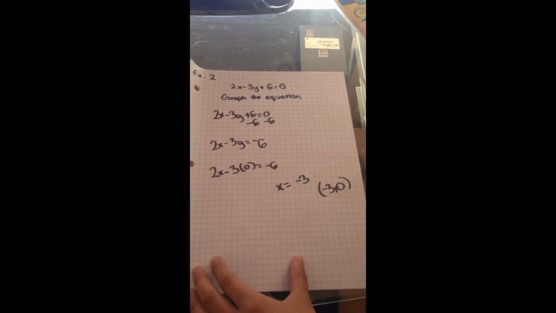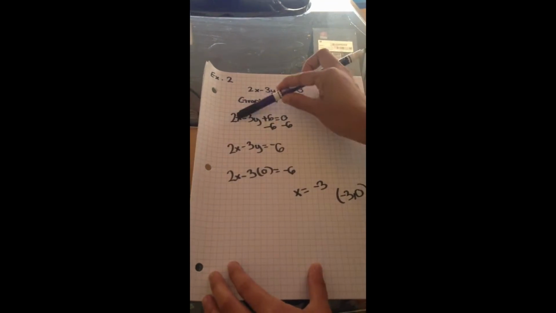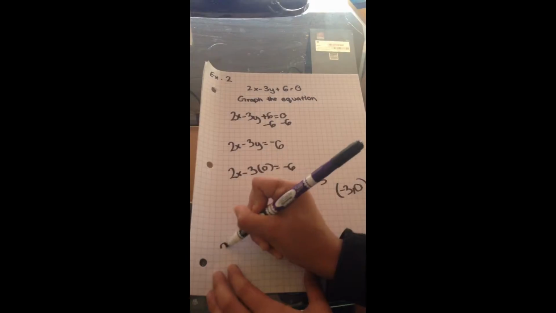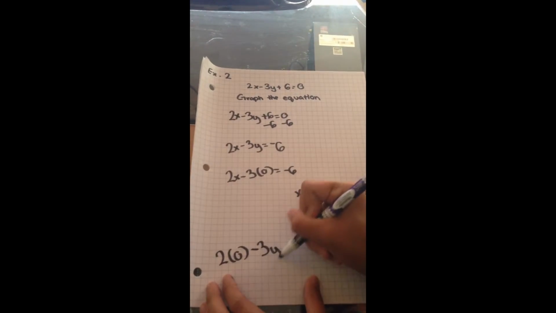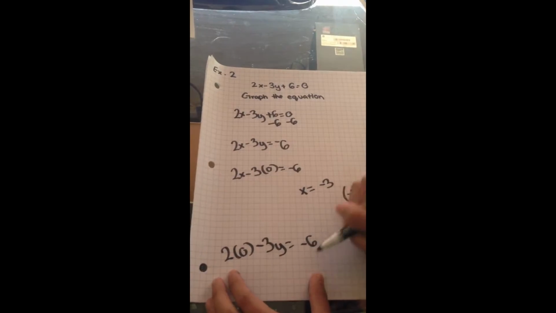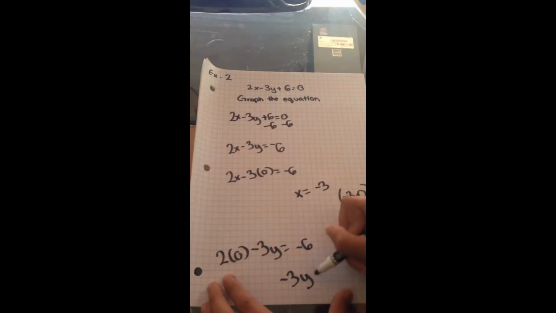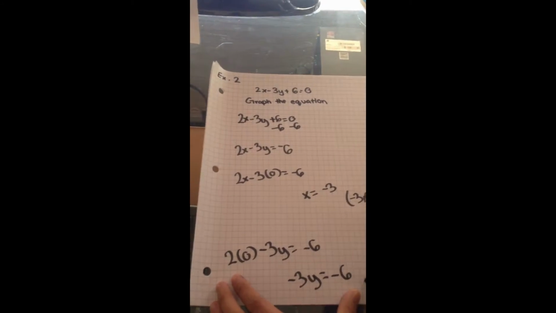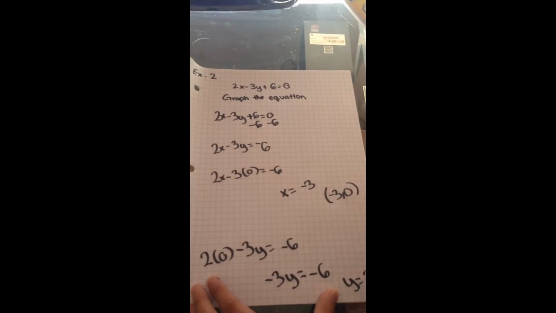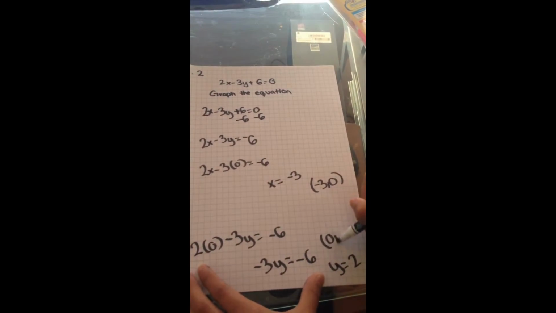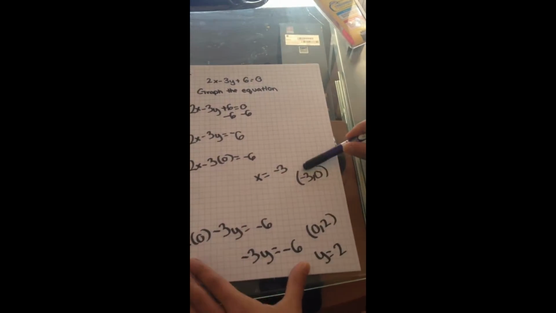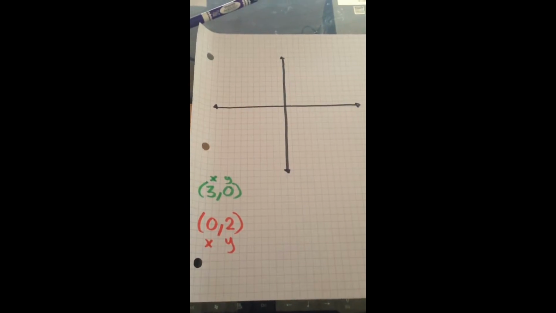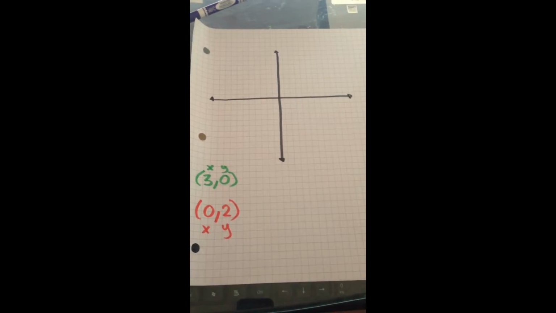And now we're going to substitute x to 0 to get our y-intercept. So 2 times 0 minus 3y equals negative 6. Negative 3y equals negative 6. So y would be 2. So our y-intercept would be (0, 2). So these are the 2 points that we're going to plot in our graph. Now all we have to do is plot the points and connect them in our graph.